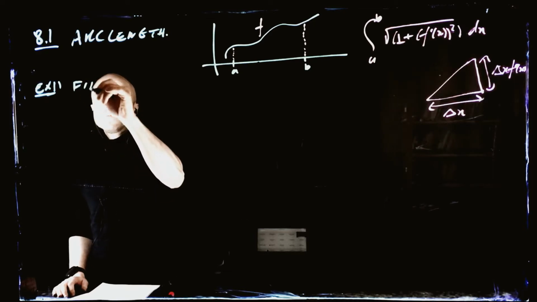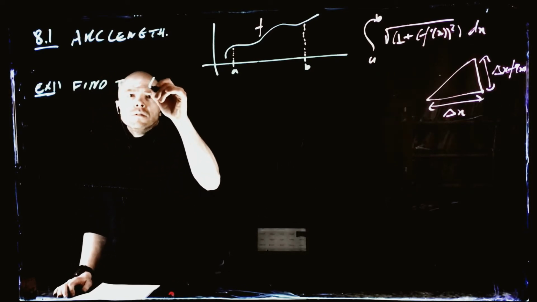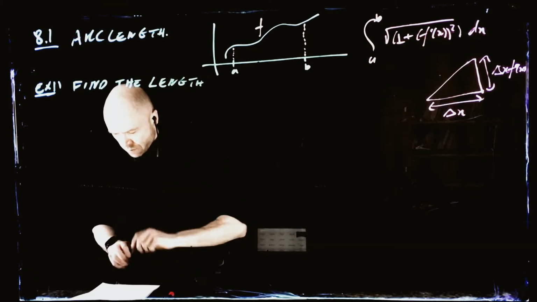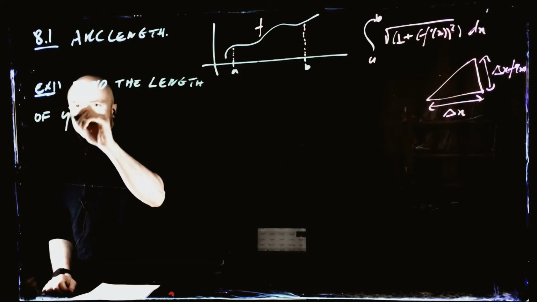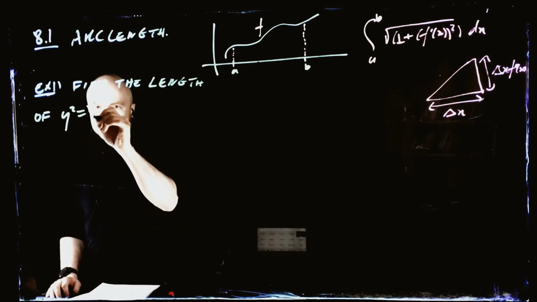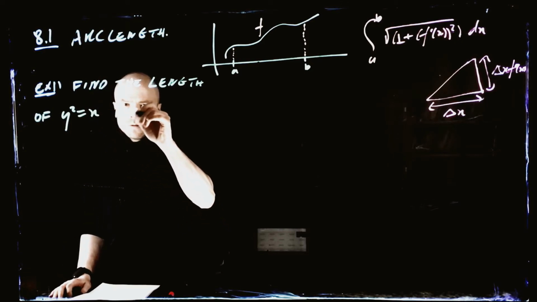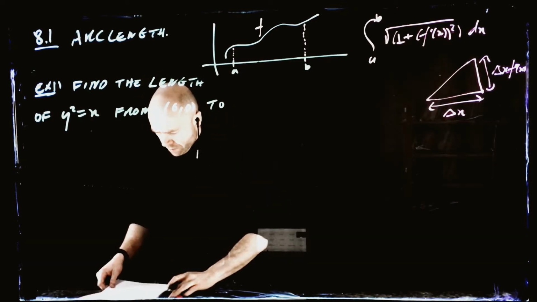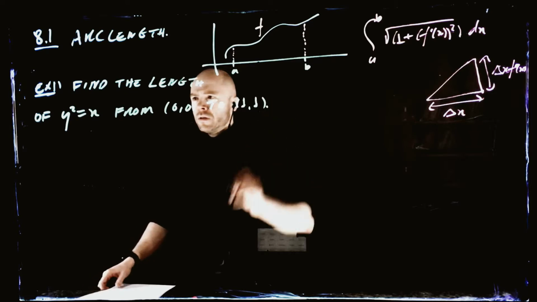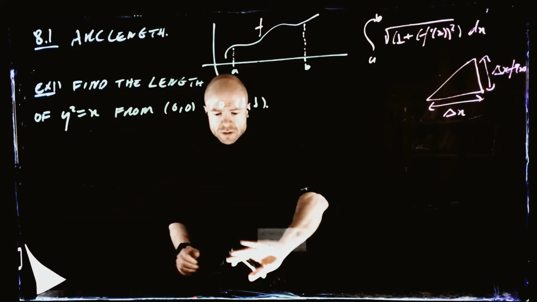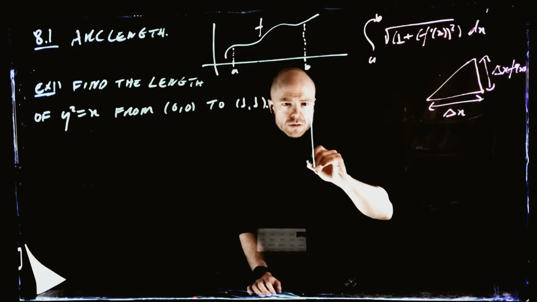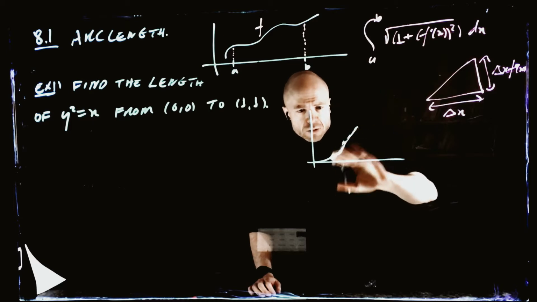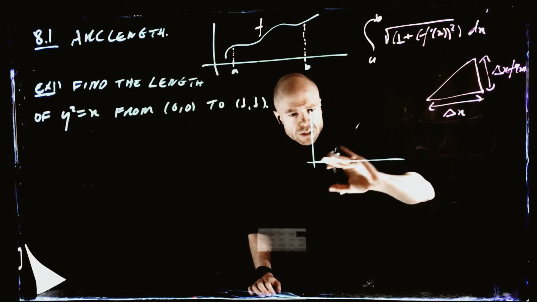So find the length of y squared equals x from 0, 0 to 1, 1. Okay. So let's draw a picture to see what we're doing. So it's y squared is equal to x, right?